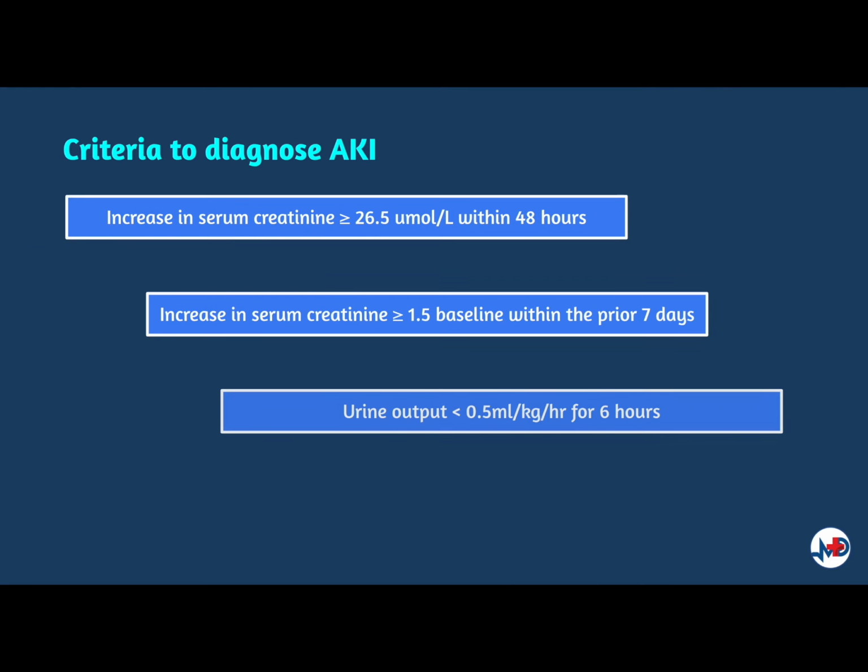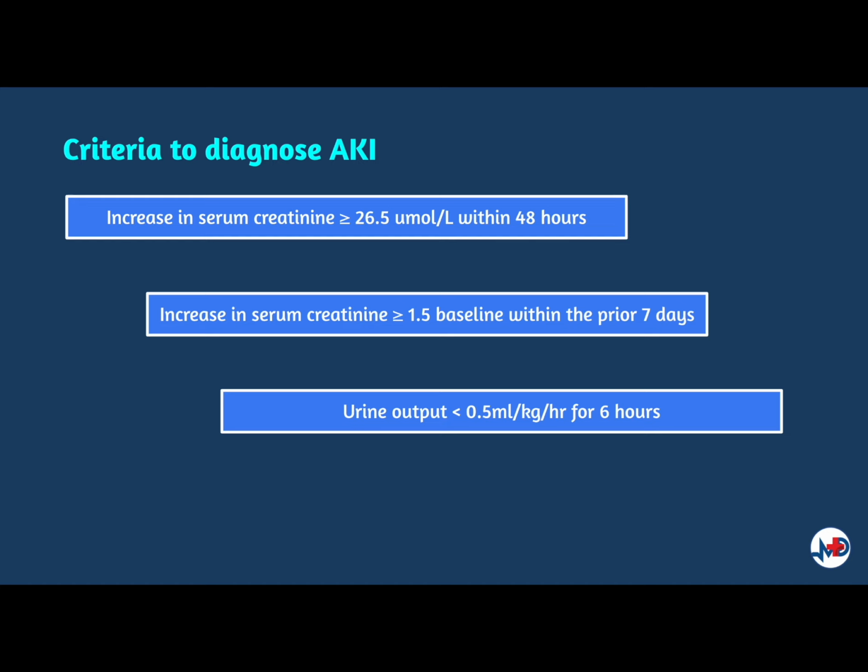The Kidney Disease Improving Global Outcomes, or KDIGO, released their clinical practice guidelines for acute kidney injury, which builds off the RIFLE criteria and the AKIN criteria. KDIGO defines AKI, or acute kidney injury, as any of the following: an increase in serum creatinine of 26.5 micromoles per liter or more within 48 hours, an increase in serum creatinine of 1.5 times the baseline within the prior 7 days, and urine output of less than 0.5 mL per kilogram per hour for 6 hours.